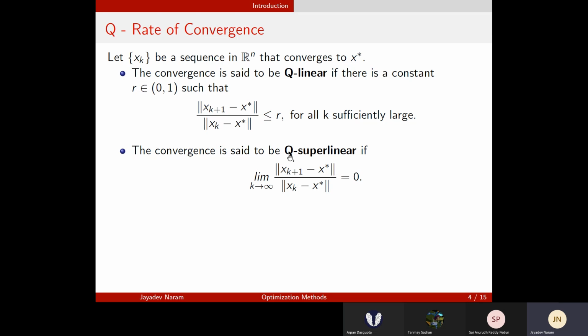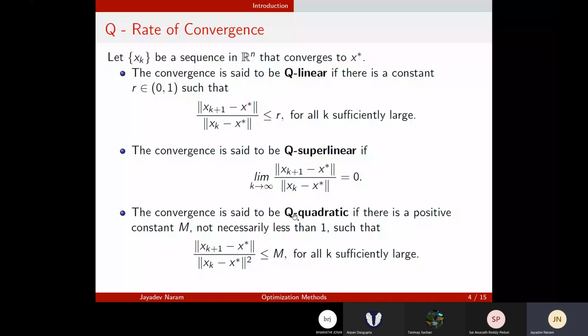But when it does, it's called Q superlinear convergence, and it's a little faster than linear convergence. And then we have the fastest, at least for optimization algorithms. These are the best things that one can expect. And Q quadratic convergence is basically if there is a positive constant m, which doesn't necessarily have to be less than 1, such that this condition holds for all sufficiently large k. So basically, these are the three notions of rates of convergence of sequences.